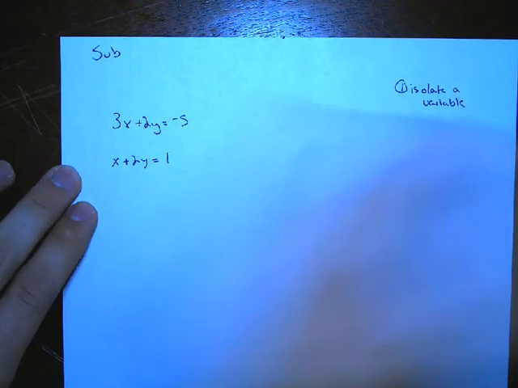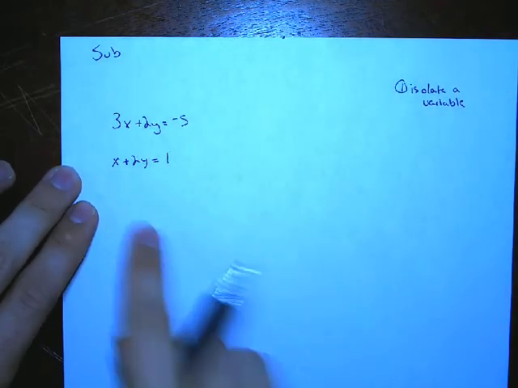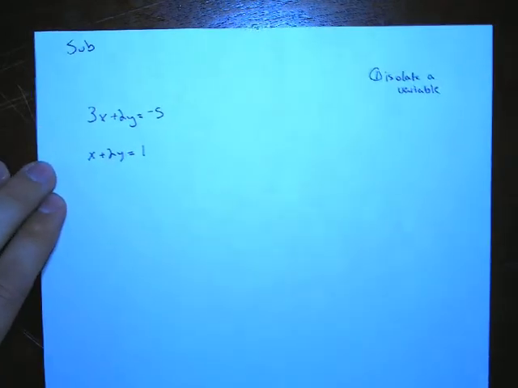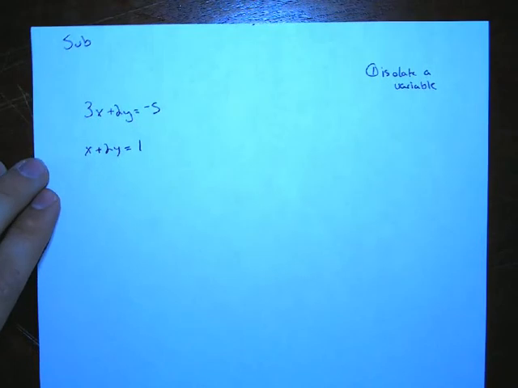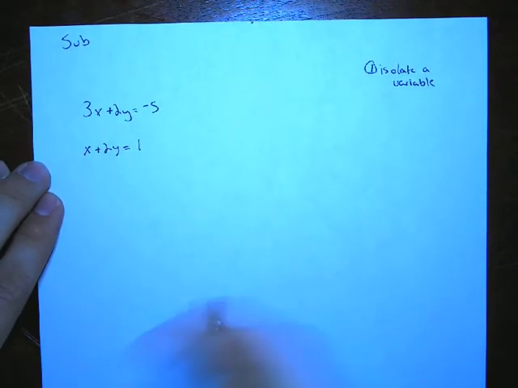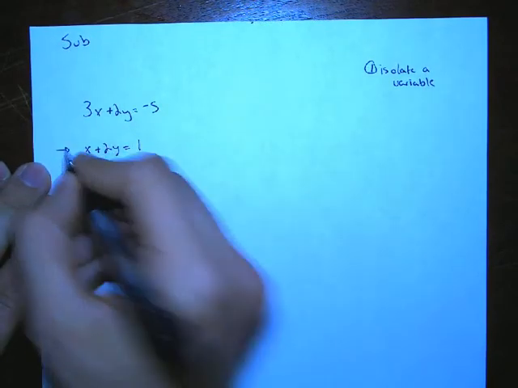And at this point, we've got two equations. And you get to pick which one you're going to isolate. You get to pick which equation you're going to mess with. You get to pick which one you're going to solve for. I'm going to take the second equation and I'm going to solve for x.